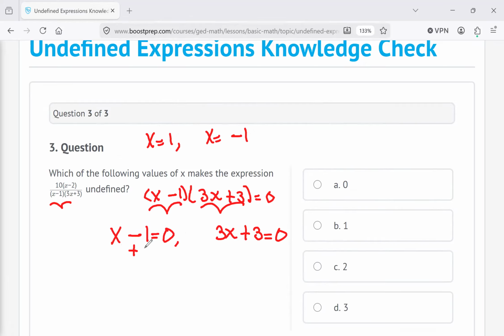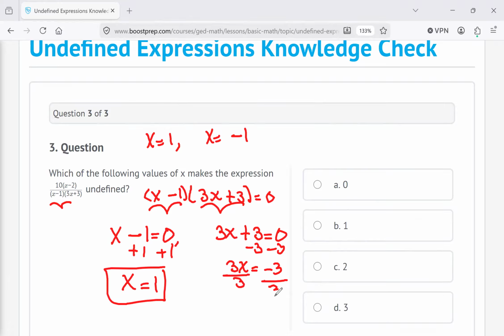We're going to have to add 1 to both sides, so you get x equals 1. And then over here, you're going to solve for x and subtract 3 from both sides. So you get 3x equals negative 3, and then divide this by 3. Get x equals negative 1. Okay, so these are the two x values that will make the expression undefined. So it would be 1 and negative 1.